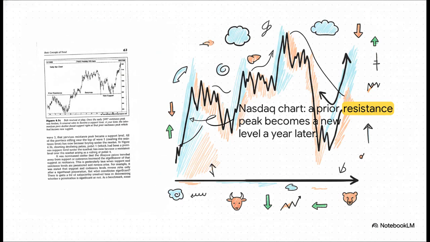And this isn't just some abstract idea. Check this out. Look at this real-world chart of the NASDAQ 100. See that peak back in late '96? That was a clear ceiling, a resistance level. But watch what happens. Once the market finally punched through it, that exact same level became a solid floor, a new support level, a year later. It's amazing. You're literally watching the psychology of the market shift right before your eyes.